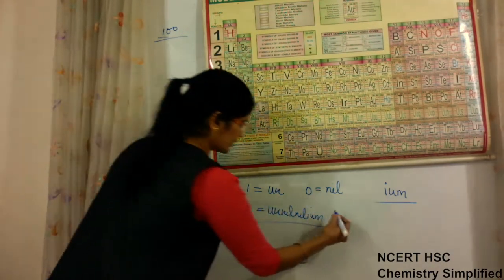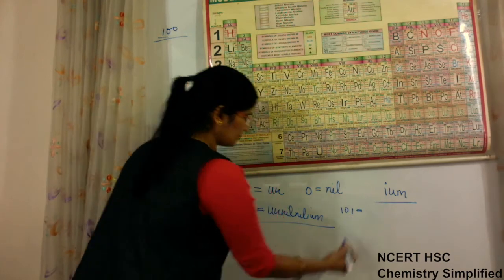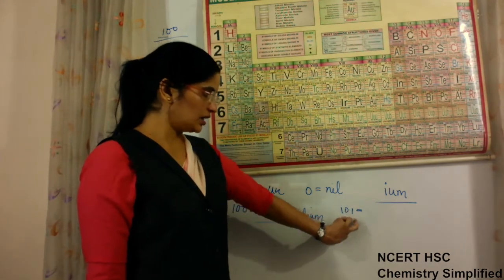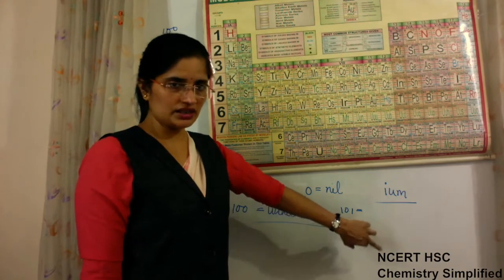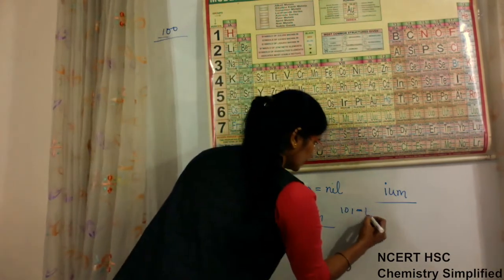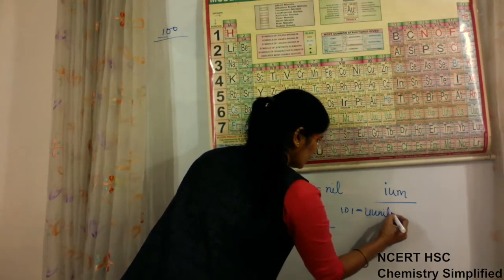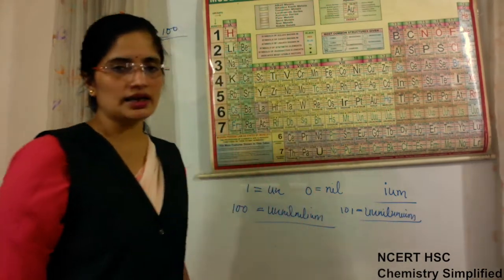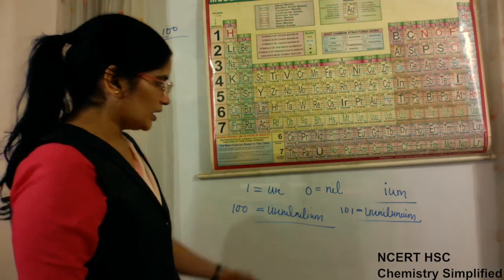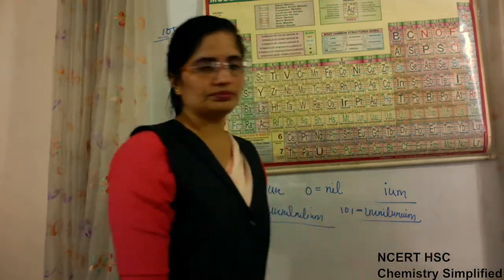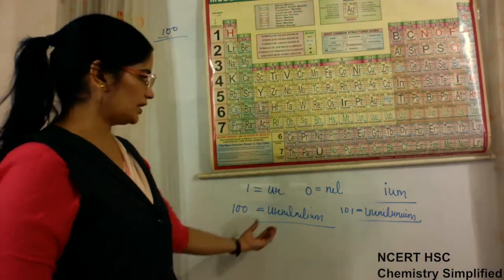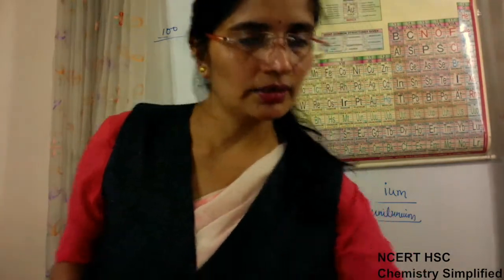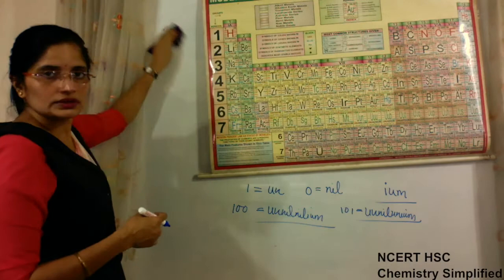If it is 101, it will be Un, Nil, then again Un and ium. So its name will be Unnilunium. Okay, so Unnilunium is the name for element 101. More. It is visible here.